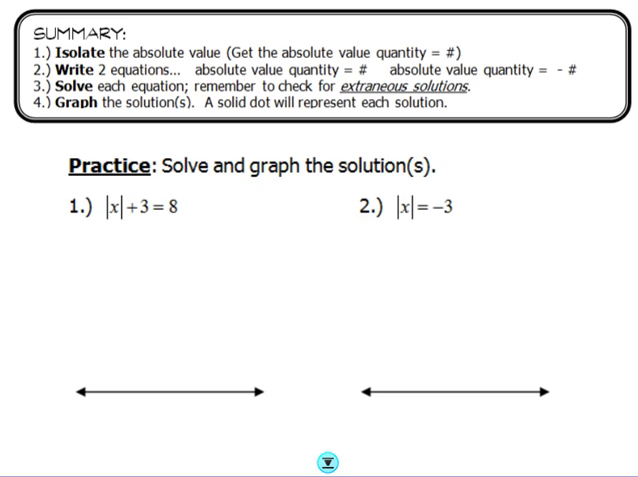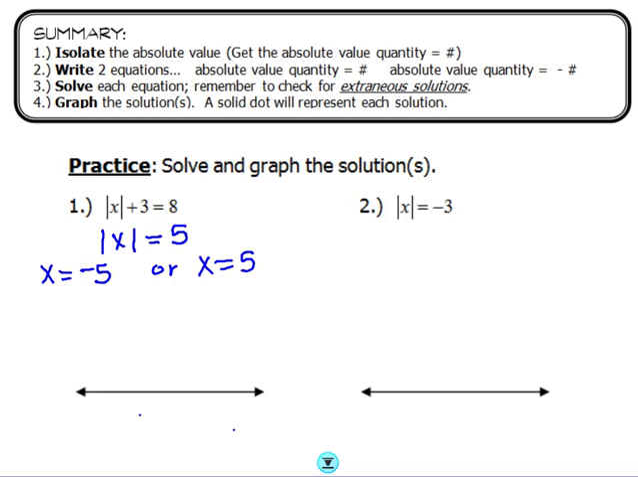So look at example number 1. The absolute value of x plus 3 equals 8. The first thing we need to do is isolate the absolute value. So we're going to subtract 3 from both sides. So the absolute value of x is equal to 8 minus 3, which is 5. Now we're going to break it into two equations. So we get x equals 5 or x equals negative 5. Well, x is already isolated, so now we just check our answers and then graph our solutions.